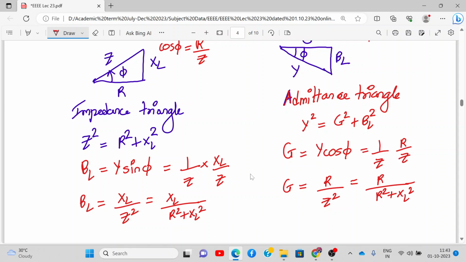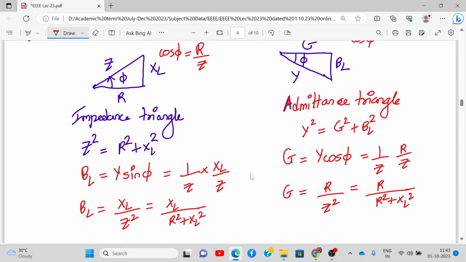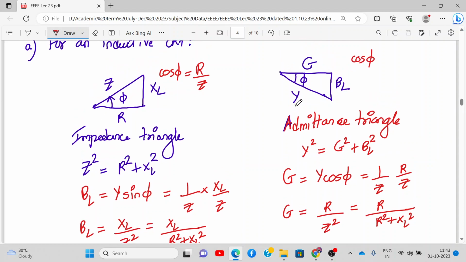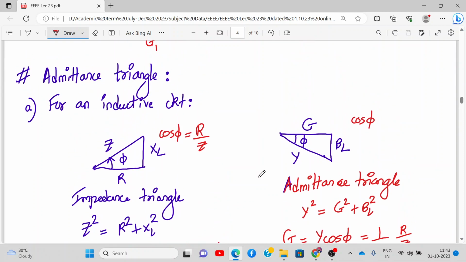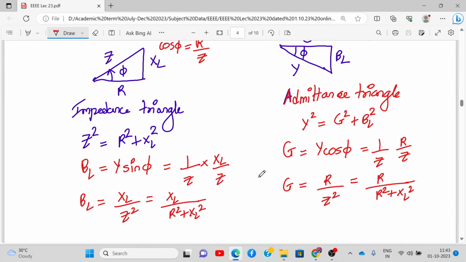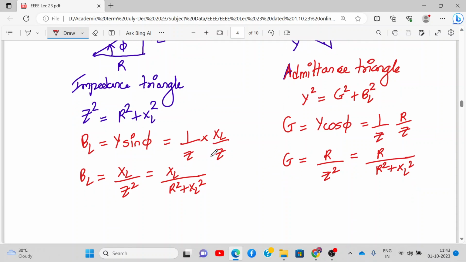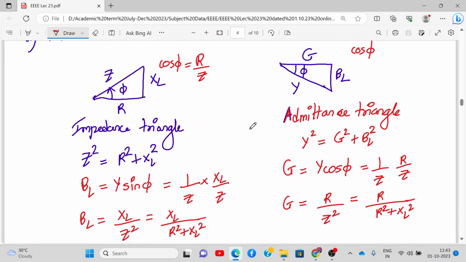Is this clear to you? Yes? We have written it from the admittance triangle and impedance triangle together. If we know the impedance triangle parameters, we can easily find the admittance triangle parameters also: Y, G and BL. Any doubts over here before I proceed? This was for the inductive circuit. Now we will discuss a capacitive circuit. Is this clear to you? Yes, no?